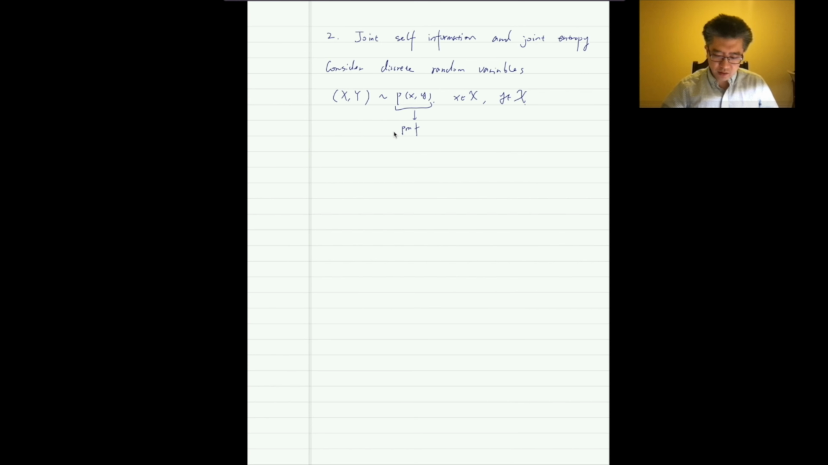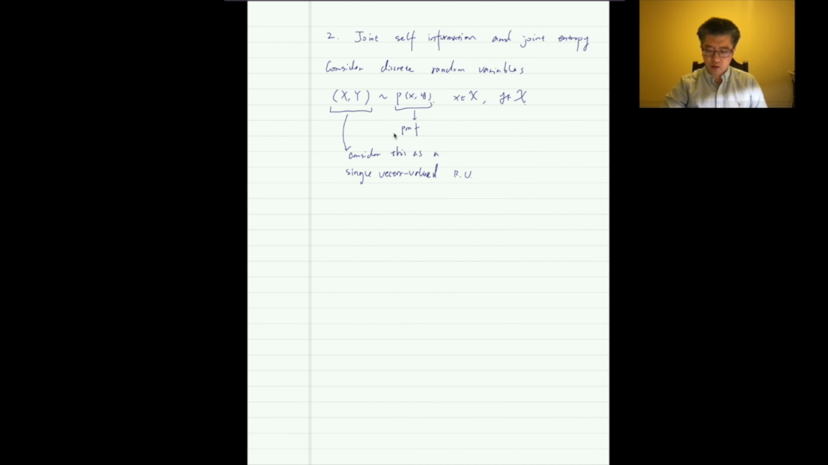The reason I'm saying this definition is straightforward is that we can consider XY as a whole, as a single vector valued random variable.